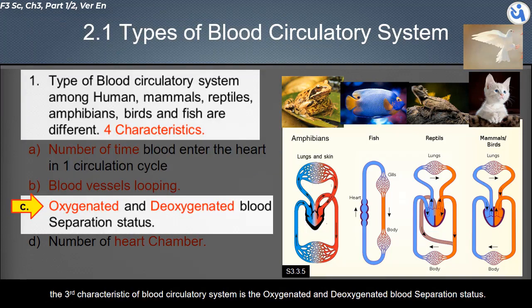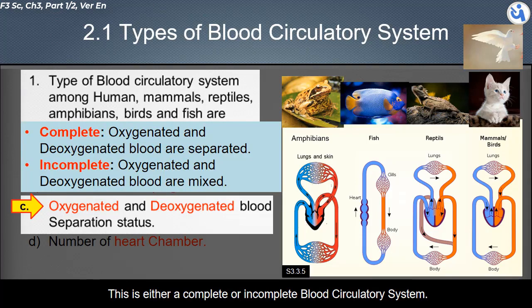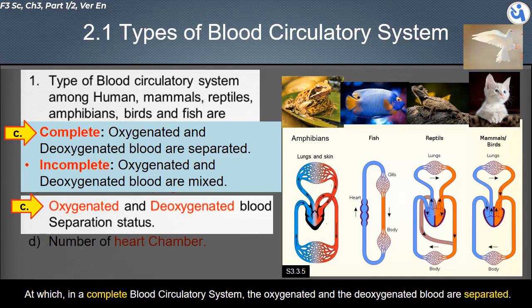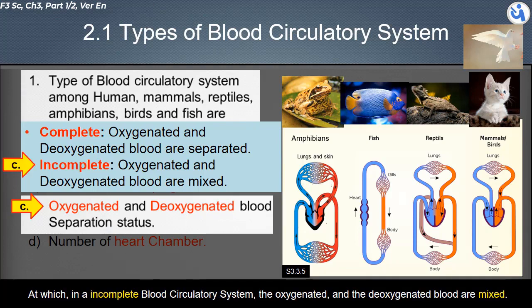The third characteristic of blood circulatory system is the oxygenated and deoxygenated blood separation status. This is either a complete or incomplete blood circulatory system. In a complete blood circulatory system, the oxygenated and the deoxygenated blood are separated. In an incomplete blood circulatory system, the oxygenated and the deoxygenated blood are mixed.